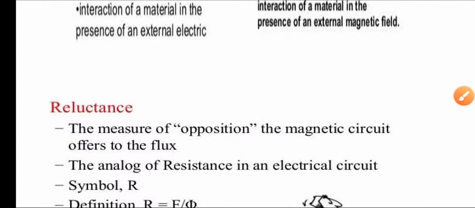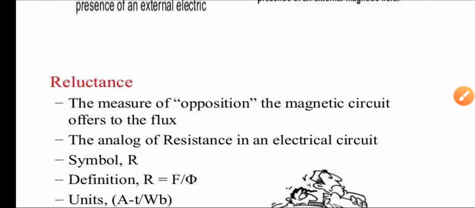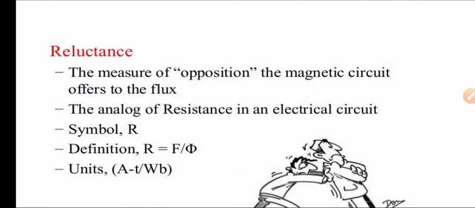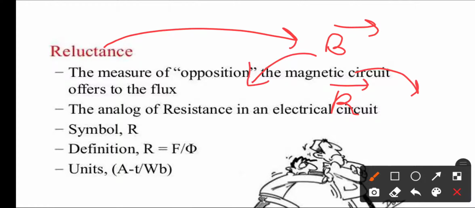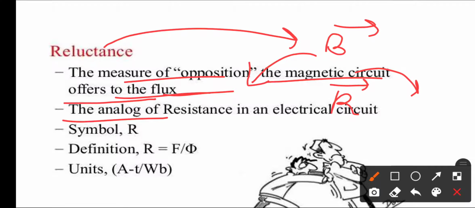Then we have the last terminology, that is reluctance. It is directly related to the magnetic field. It is like resistance: resistance is in the electric field and reluctance is in the magnetic field. It is the measure of opposition the magnetic circuit offers to the flux, the analog of resistance in the electric circuit. Resistance is represented by R, reluctance is also represented by R, but mostly it is represented by S.